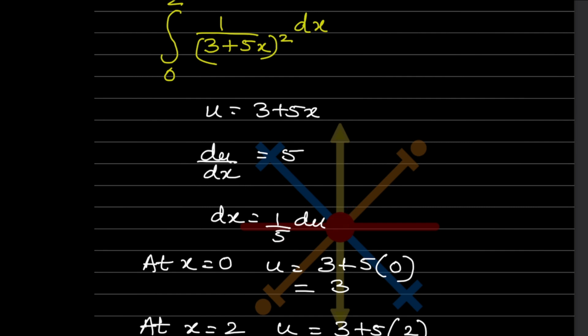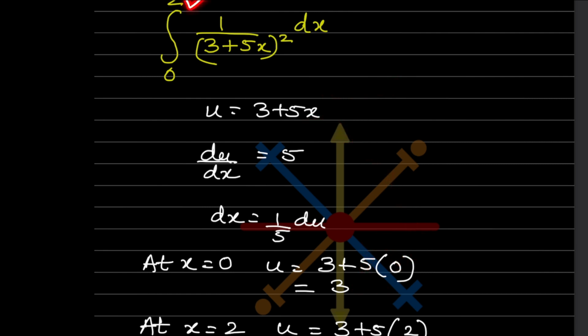Now see here, this is from 0 to 2. So if x is at 0, what will be u? You are going to put 0 in place of x, wherever you see it in this one. So 5 into 0 is going to be 0, so u is going to be 3.